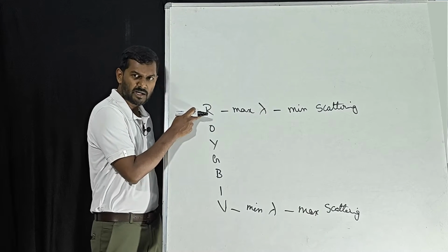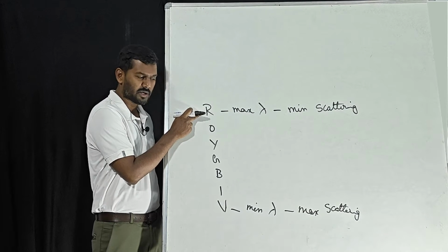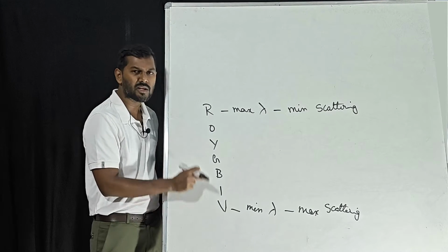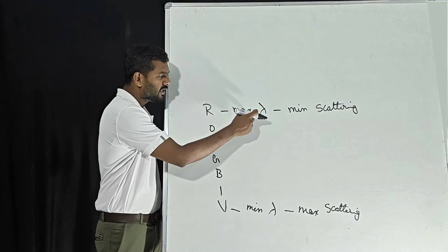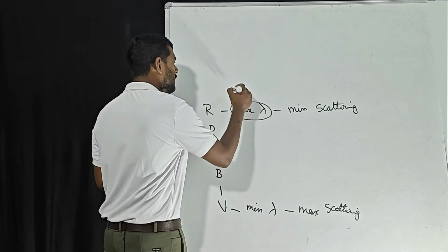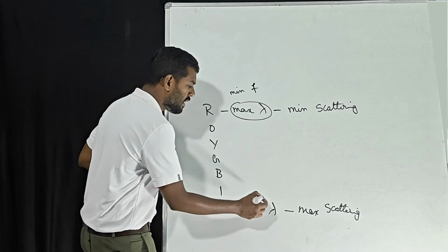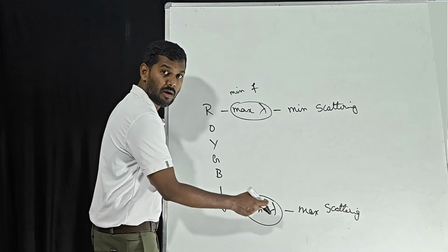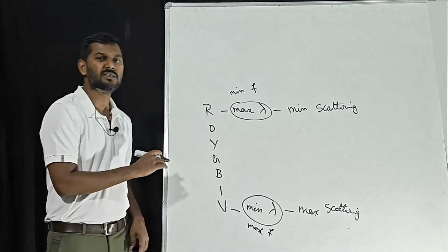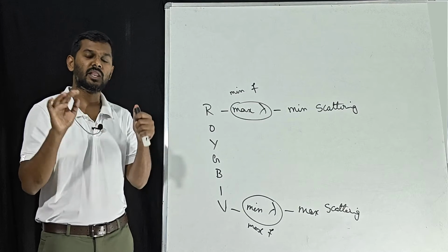Red has maximum wavelength, orange has less wavelength compared to red, yellow has less wavelength compared to orange. In this order it will go, so the wavelength keeps on decreasing. And one more thing, if it has maximum wavelength, it will definitely have minimum frequency. Keep this in mind. And if it has minimum wavelength, it will have maximum frequency. These are some tips, so this will definitely make us understand the question in an easier way.